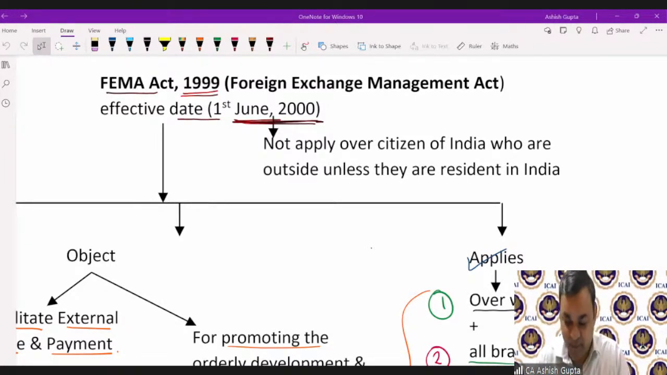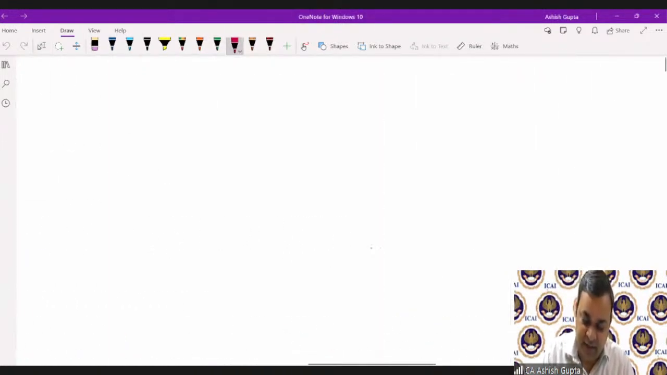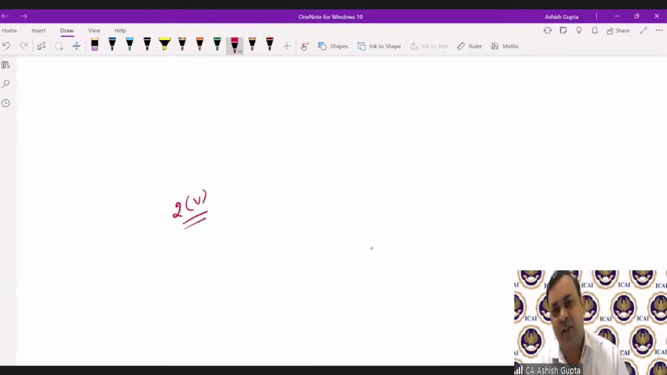Okay, fair enough. So what we discussed in the earlier lecture, that in FEMA, before FEMA, there is an act called FERA. Second thing, FEMA applies to a person resident in India, right? And the definition of person resident in India is prescribed in which clause? Section 2, clause V. Right, or we can say 2 clause 5.